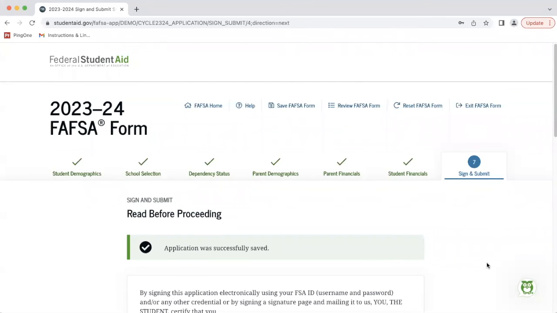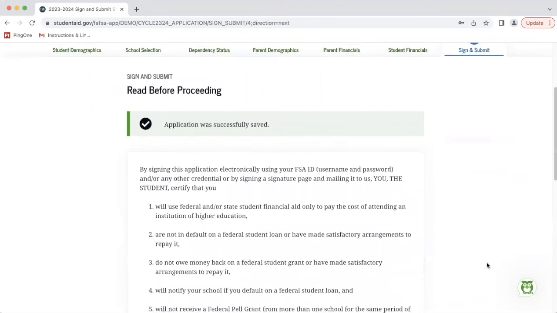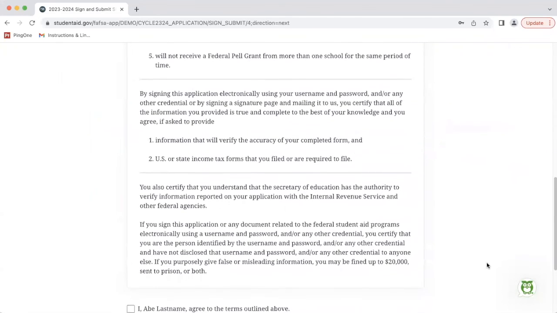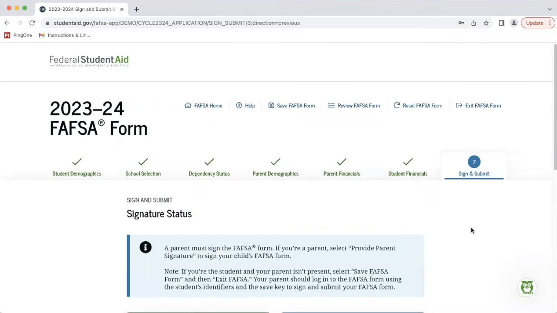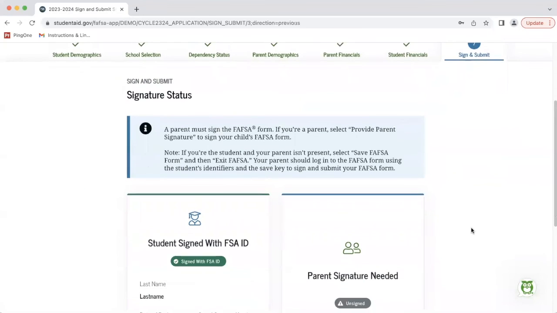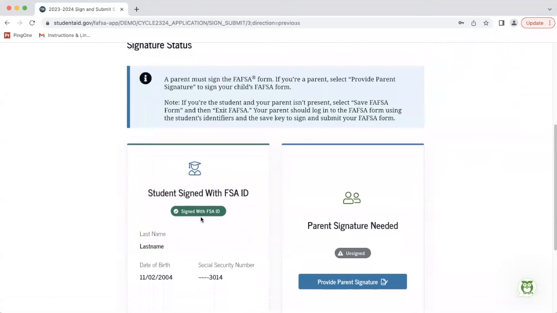Now we've made it to the first signature page. Since we've already input our FSA ID at the beginning of this form, we check this box to agree to the terms outlined, and we can hit Sign FAFSA Form. Now on the signature status page, you can see that it went through because the student signed with the FSA ID. This does not mean that the FAFSA is completed, though, because if you notice, parent signature is still needed because we never input the parent FSA ID.